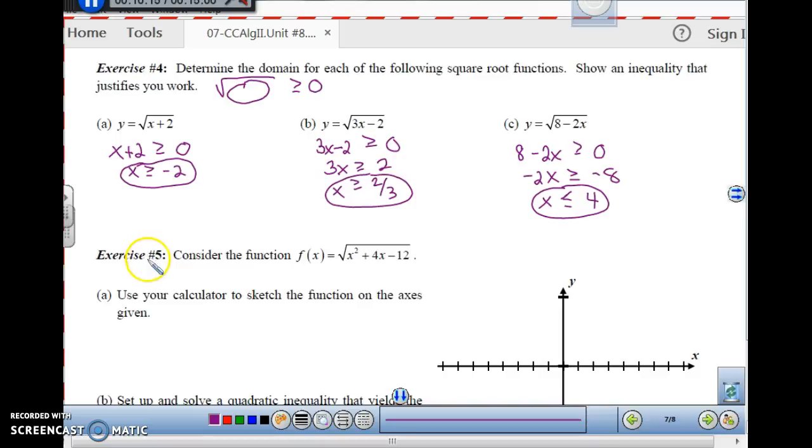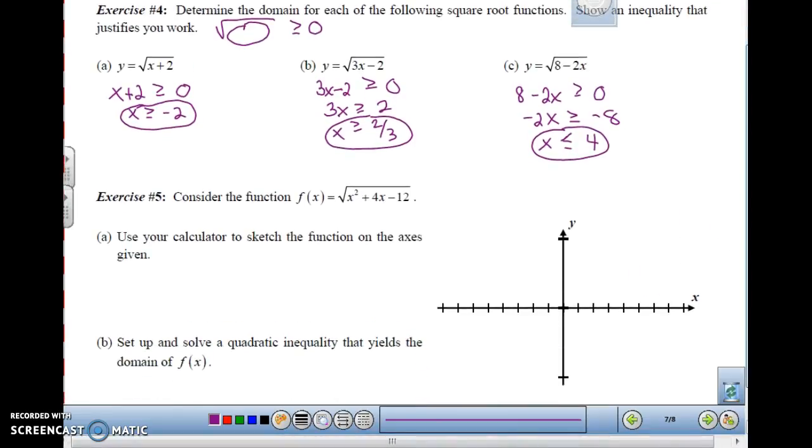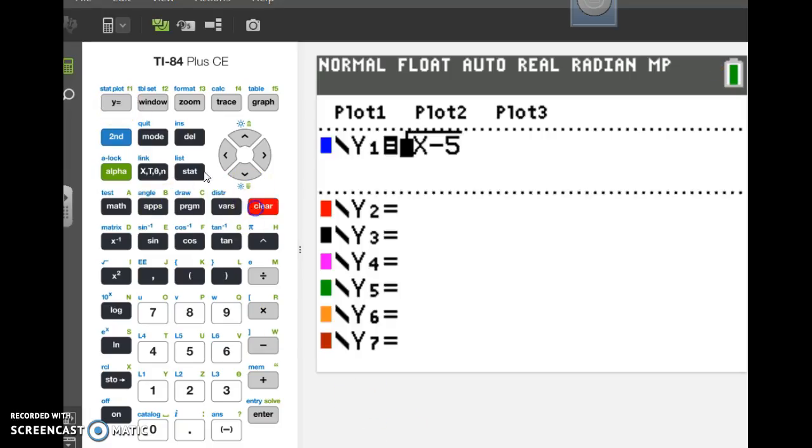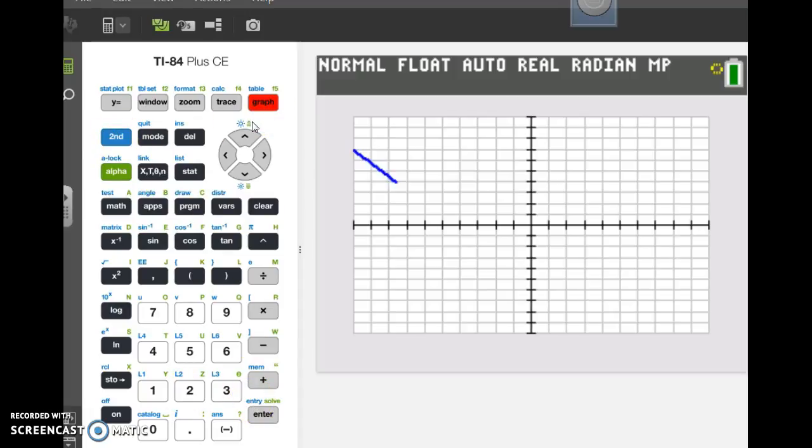All right, let's work on the next part of this one. Consider the function f of x equals the square root of x squared plus 4x minus 12. Use your calculator to sketch the function on the axes given. All right, so on my axes, I have the square root of x squared plus 4x minus 12. I'll go to my calculator. The square root of x squared plus 4x minus 12. Okay, and if I go to my graph, it should look like that.